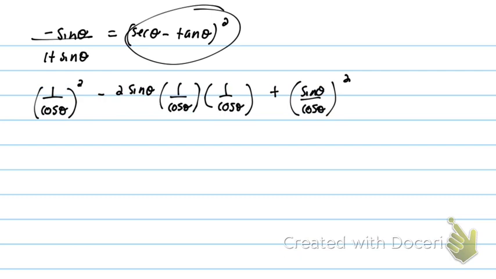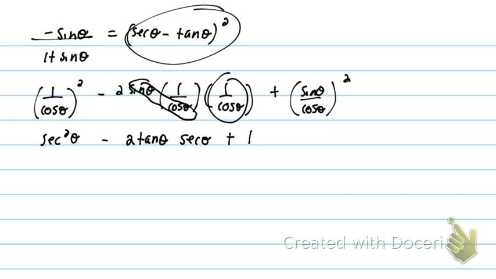All right, look. 1 over cosine is really what? Secant. But then you've got the square. So do you guys see that this is secant squared theta? Sine over cosine is really what? Tangent. So that's minus 2 tan theta. And 1 over cosine is really what? Secant. How are you doing? Yep, and then that's tangent squared. See if you see all that.